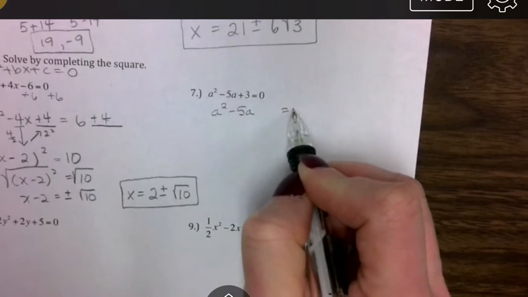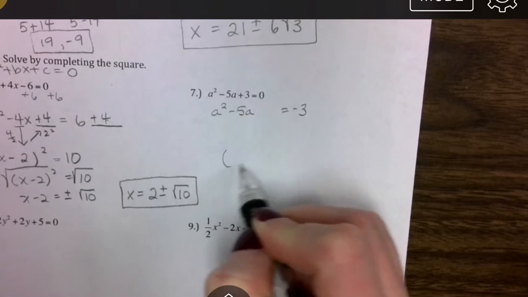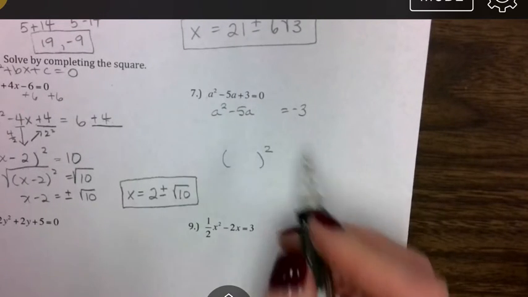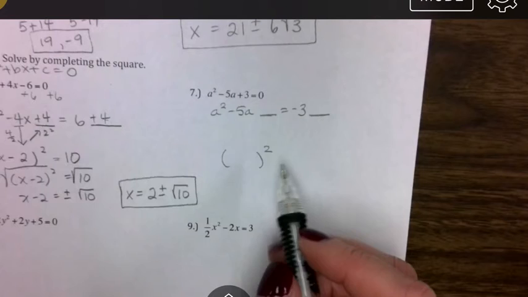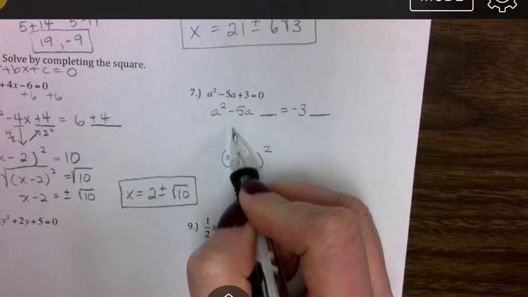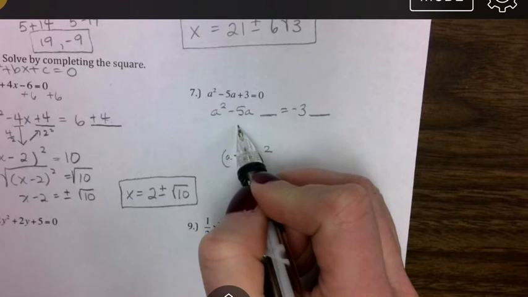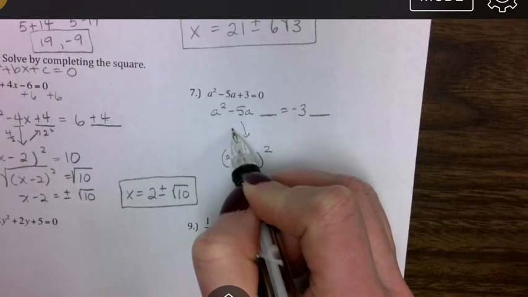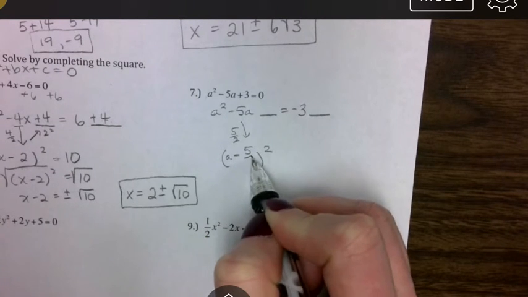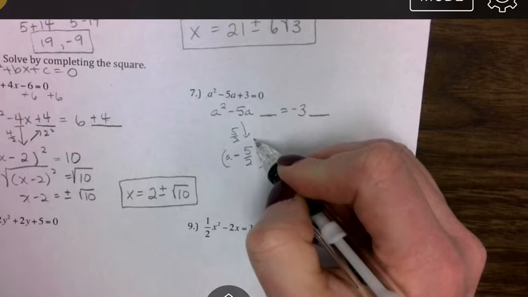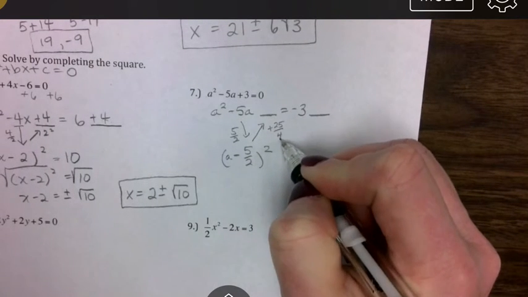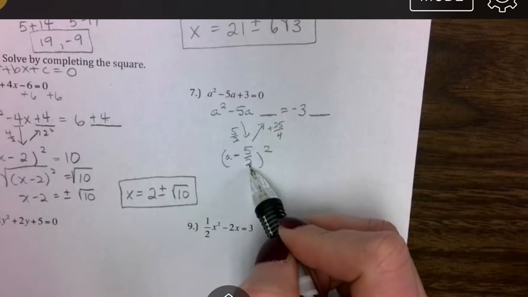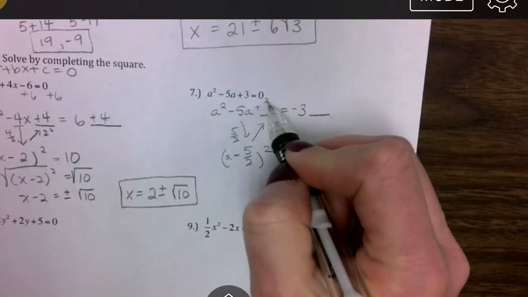We subtract the 3 over. I'm going to come down here and do my parentheses. I'm going to leave this blank here so I know that I've got to add something. Match up the a, match up the sign. I'm going to take 5 divided by 2, which goes in here. So what I'm going to be adding to both sides is 5/2 squared, or 25/4.